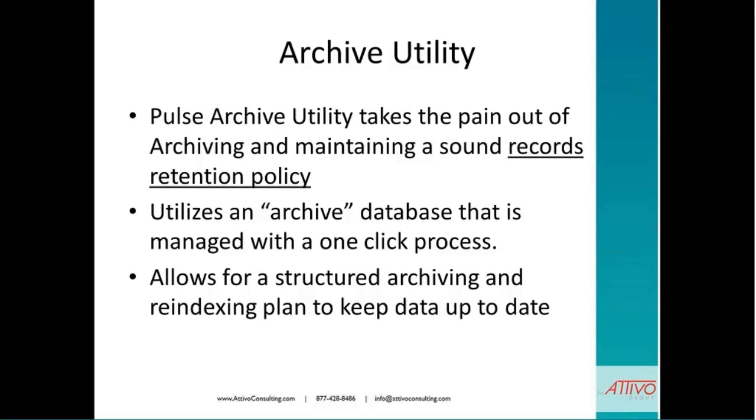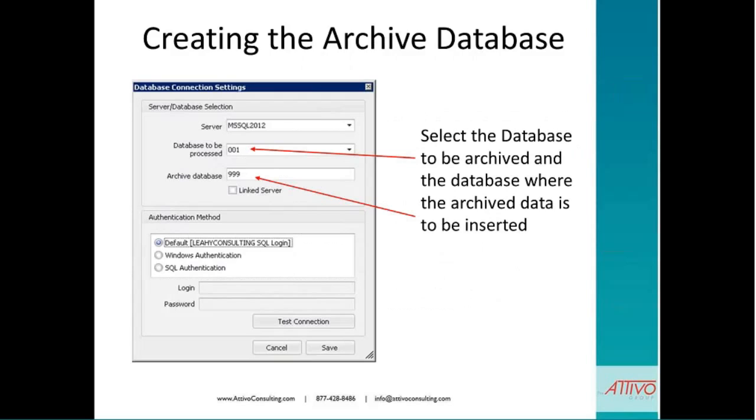If we could scooch down to one more slide. There we go. Creating the archive database. We want to select the database to be archived, and this is part of the utility. We want to select the database to be archived and the database where the archive data is to be inserted. We're now establishing by server and by database where we want to put it. How do we want this to work? Where do we want to take it from, and where do we want to put it?